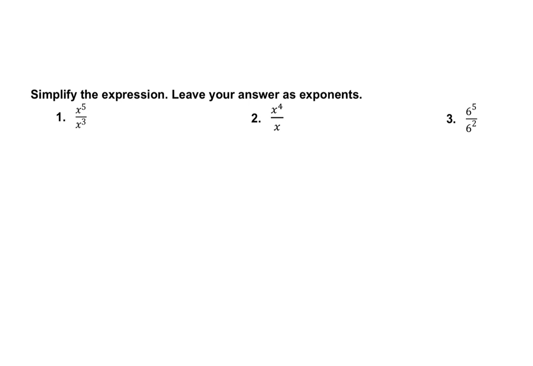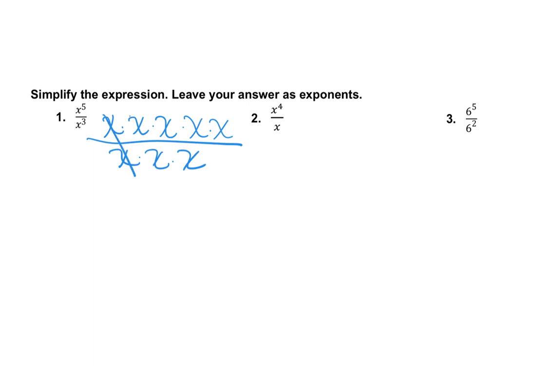All right, simplify the expression and leave your answer as exponents. So we have x to the 5th divided by x to the 3rd. I just want to show you one more time what that looks like. You've got these 5 x's on the top, and you've got 3 x's on the bottom. And 3 of them end up canceling out, leaving you with 2 x's, or x squared. Or we could simply take 5 minus 3 and you get x squared.